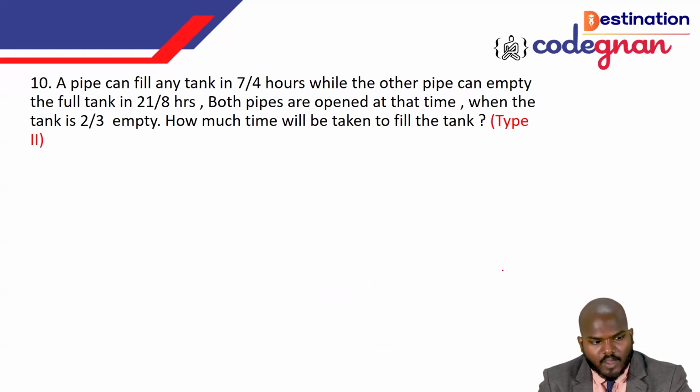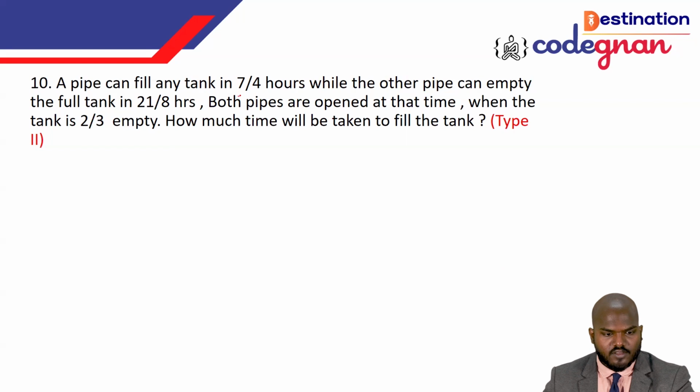You see this one, a pipe can fill a tank in 7 by 4 hours, while the other pipe can empty the full tank in 21 by 8 hours. So if both pipes are open together, when the tank was 2 by 3 of the portion.